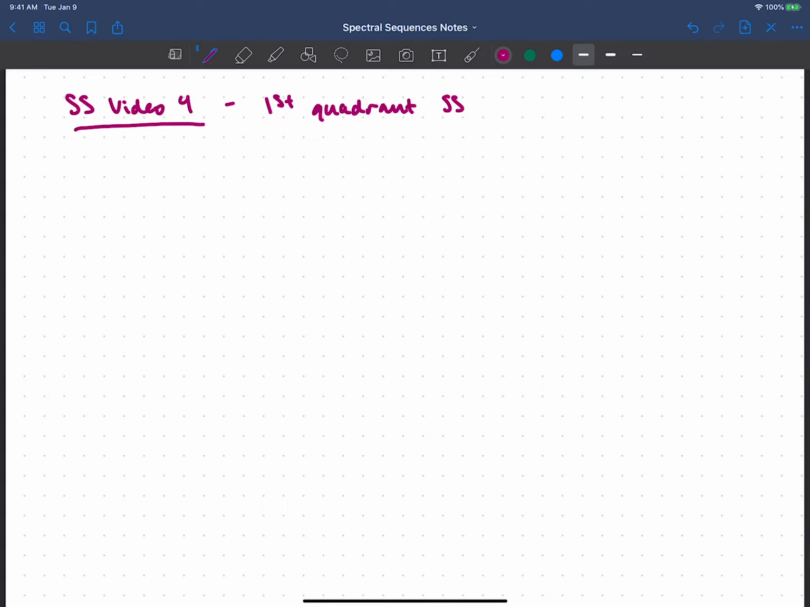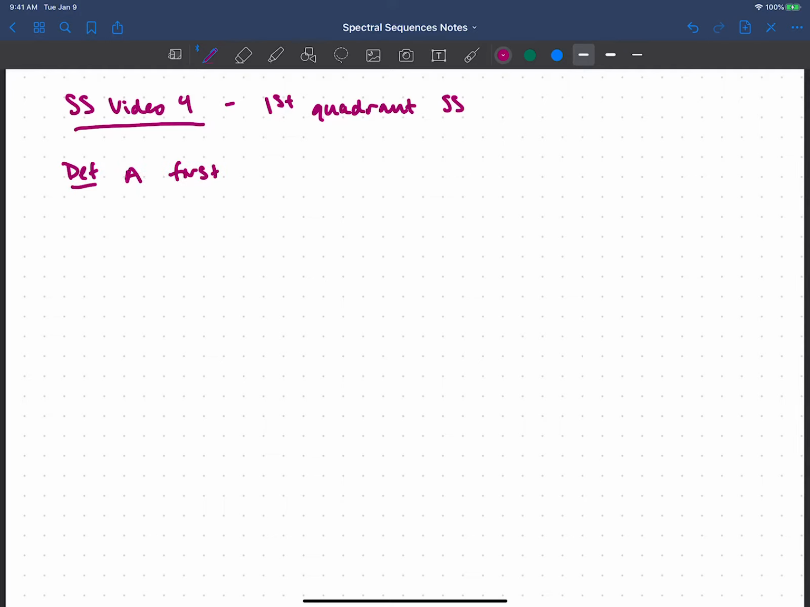In this video, let's look at a particularly nice kind of spectral sequence called a first quadrant spectral sequence. This is mostly what we'll deal with in this course. These are particularly nice because they're concentrated in the first quadrant. So maybe let me define a first quadrant spectral sequence.